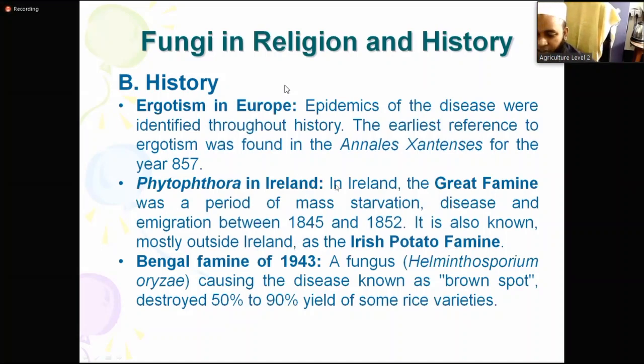Maybe Professor Rashidul Islam already discussed it with you. In this continent, there was the Bengal famine in 1943. The fungus name is Helminthosporium oryzae, sometimes called Bipolaris oryzae. You will know all this later on. A fungus called Helminthosporium oryzae caused the disease known as brown spot of rice. At that time it destroyed 50 to 90% of the yield of some rice varieties. That's why I have to mention this famine. This time also many people in Bangladesh, the Indian subcontinent, and Burma died due to lack of food.